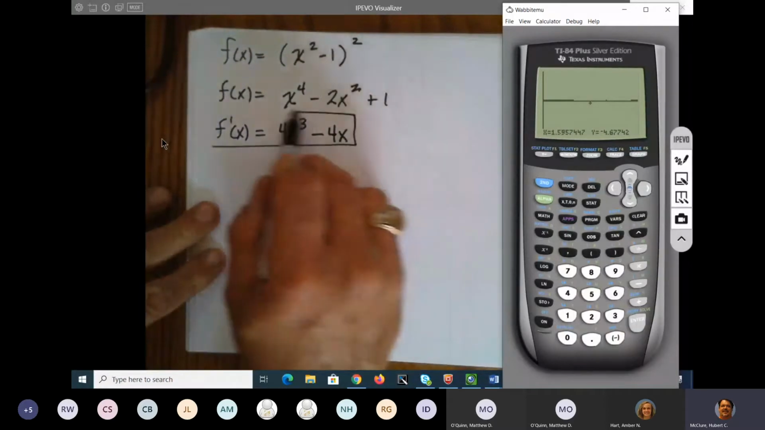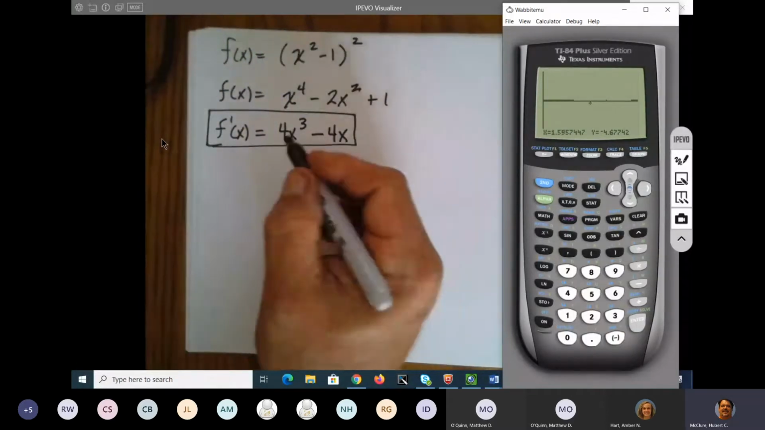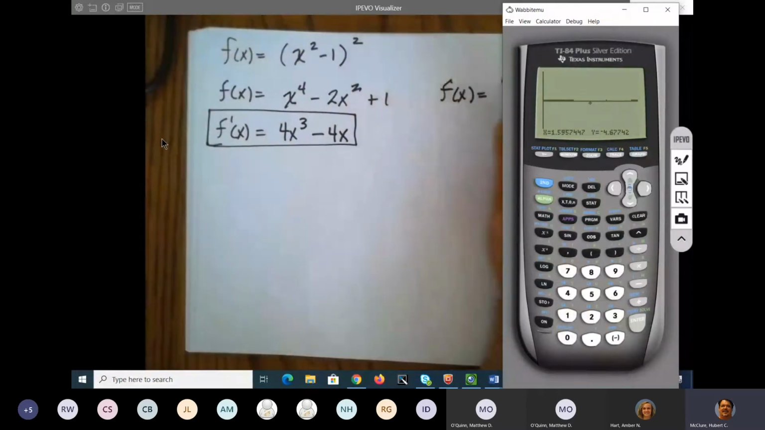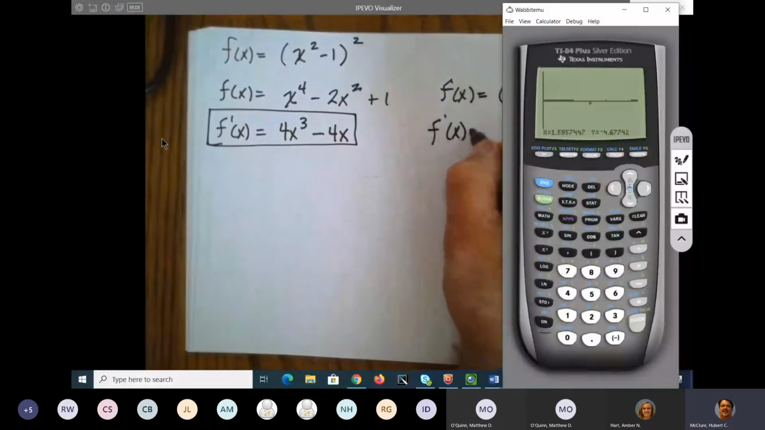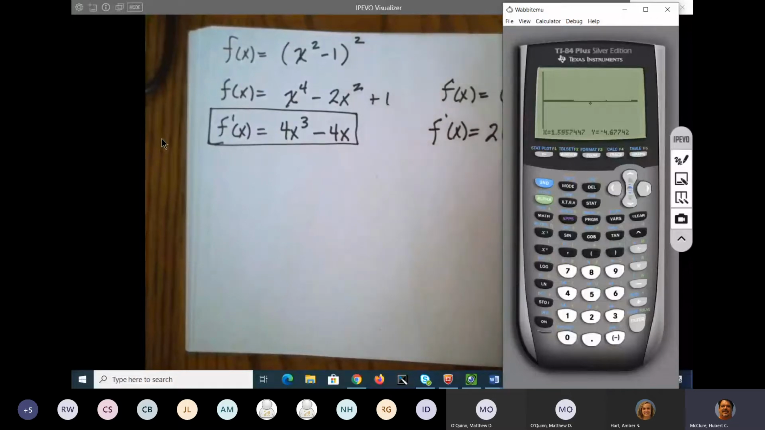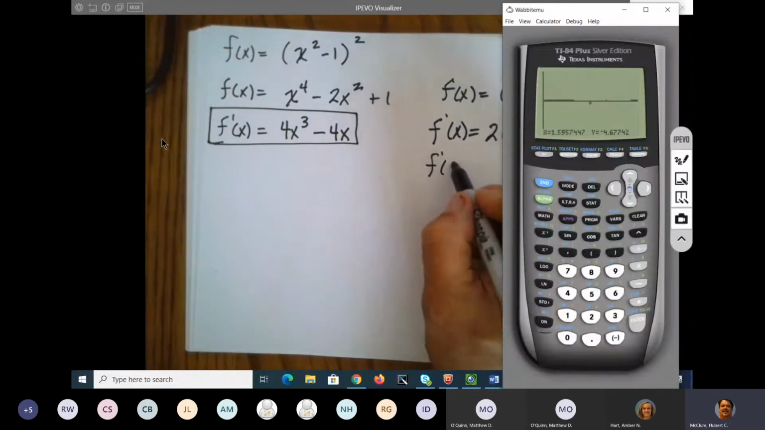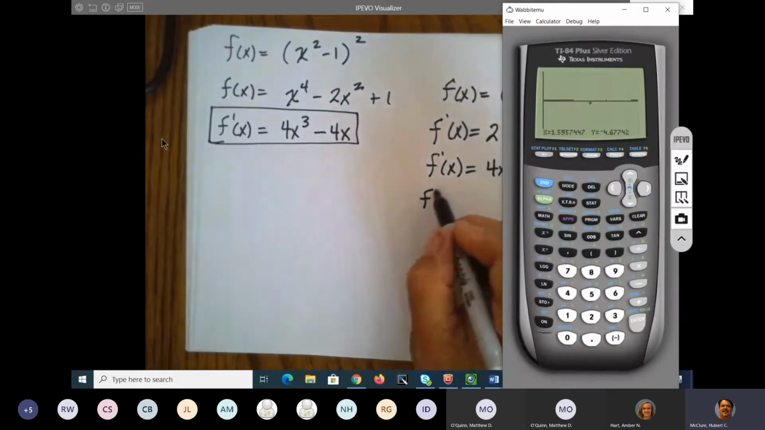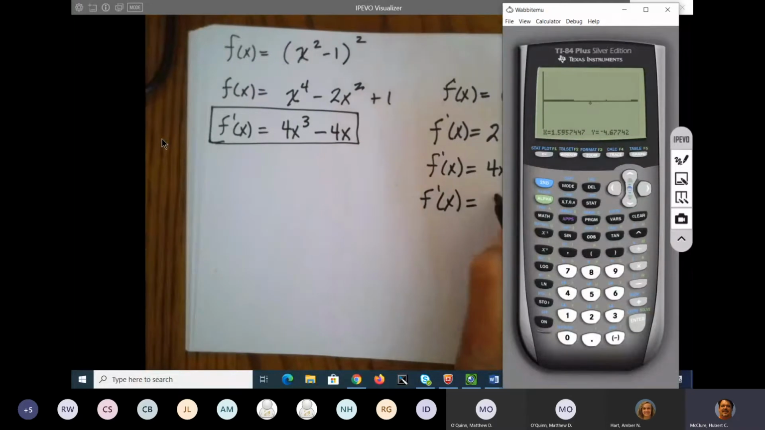Now I'm going to do the chain rule. F of x is equal to x squared minus 1, and f prime of x is equal to 2 times x squared minus 1 to the 1st power times the derivative of what's inside. So that's going to be f prime of x is equal to 4x times x squared minus 1, which is 4x to the third minus 4x. It's a miracle. Oh my God, they're the same. Yes.